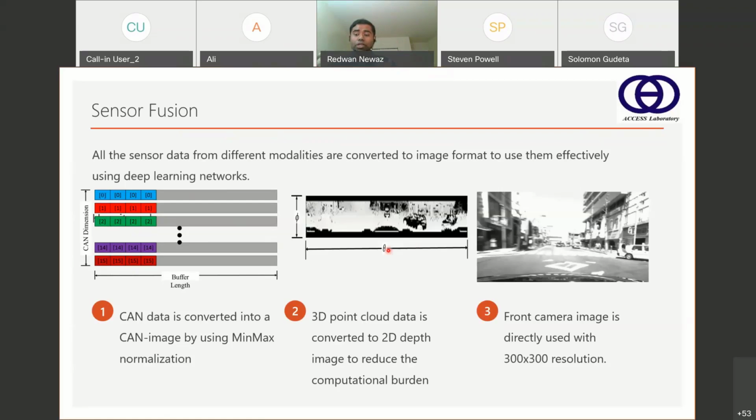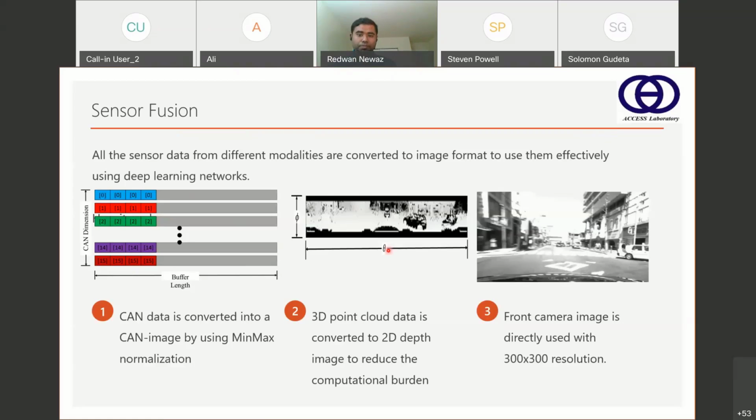And then we were thinking about how we can use this three-dimensional information in two-dimensional space, and we have done so by converting this LiDAR three-dimensional point data to the two-dimensional depth image. So basically, we convert this LiDAR three-dimensional point cloud data to a two-dimensional depth image that is easier for a neural network to process.